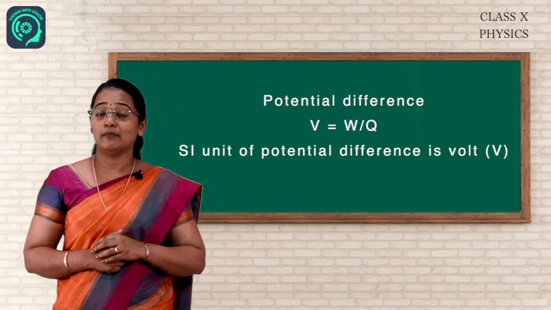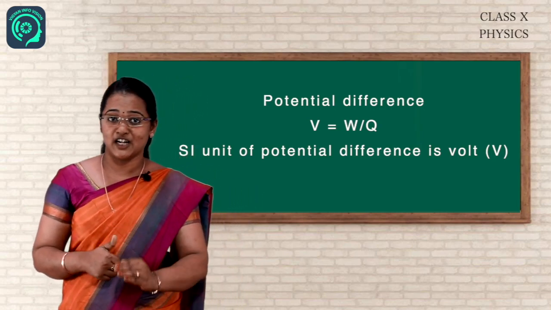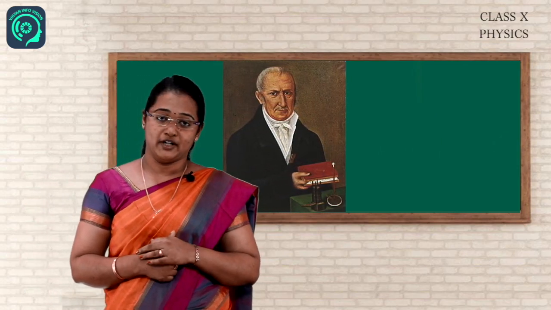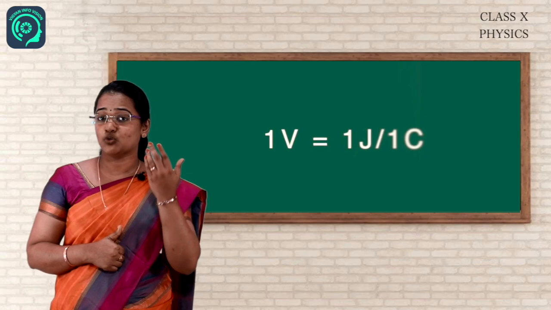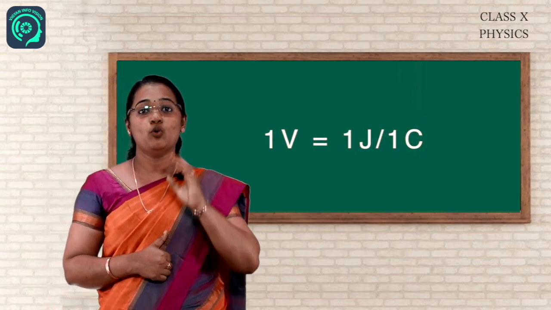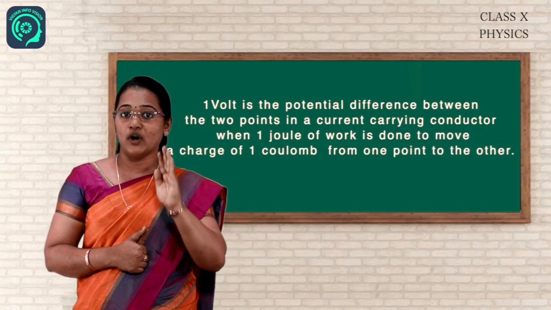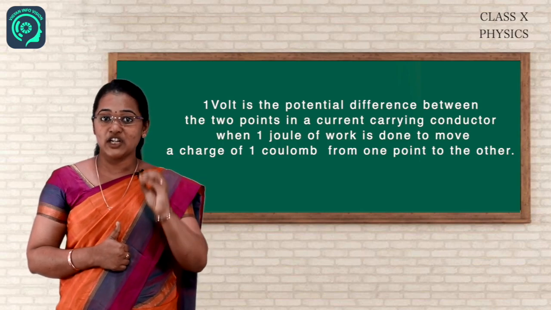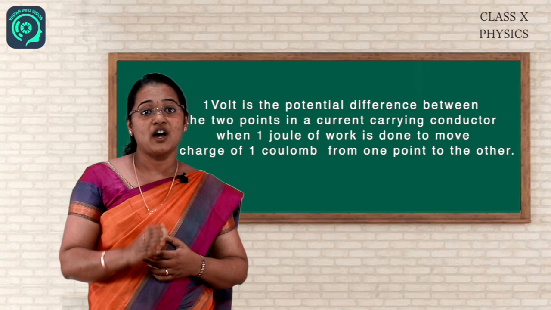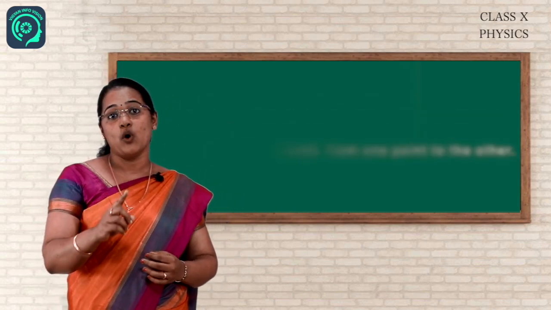And we have an SI unit for potential difference also, and the potential difference has the SI unit volt, named after the Italian scientist Alessandro Volta. And can we define what is 1 volt? From the formula you can write 1 volt is equal to 1 joule per 1 coulomb. So we can define 1 volt as the potential difference between the two ends of the conductor when 1 coulomb of charge is flowing through the conductor by doing a work of 1 joule.